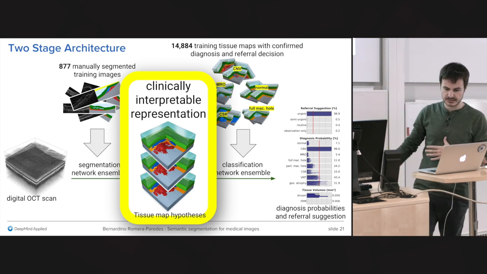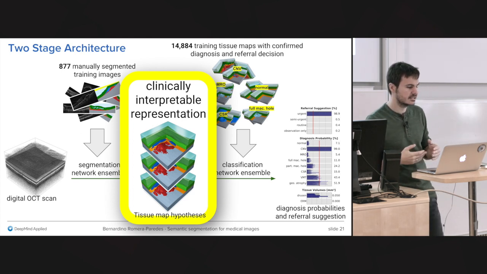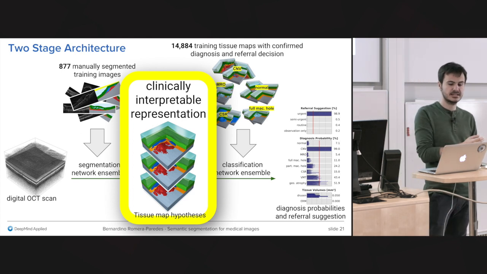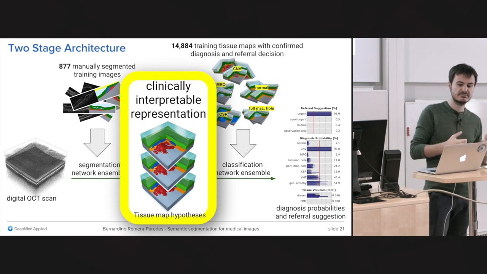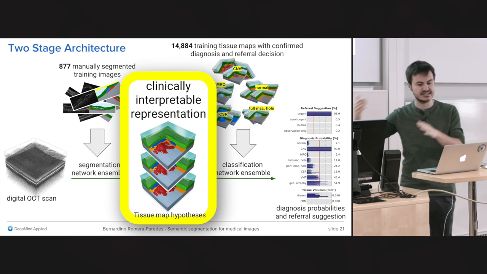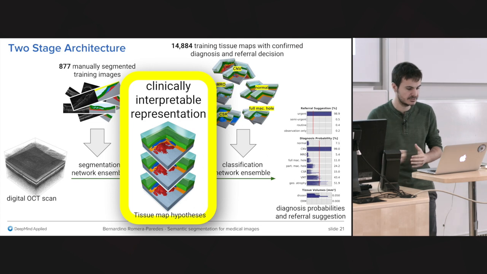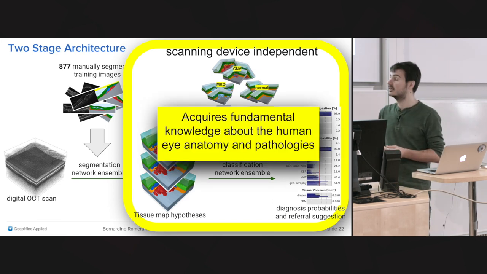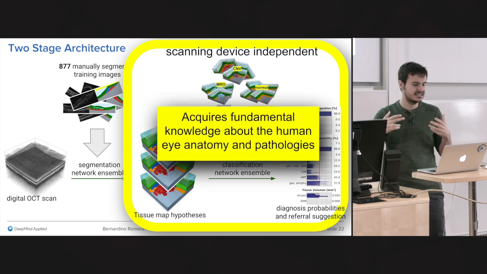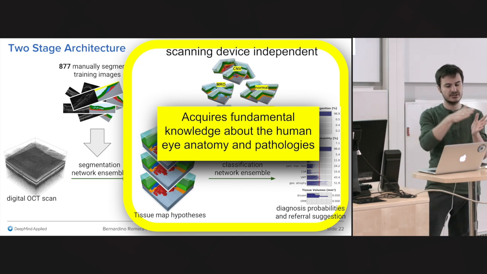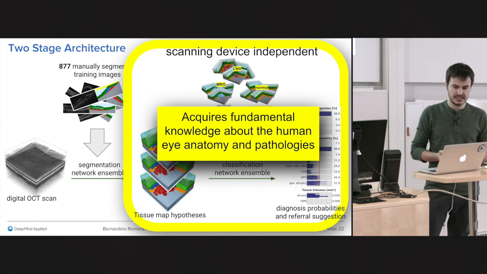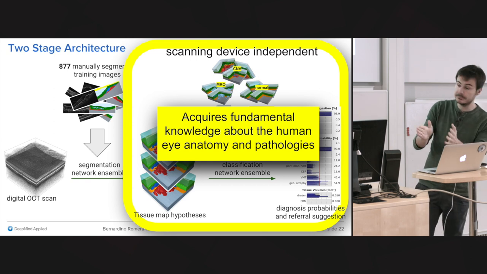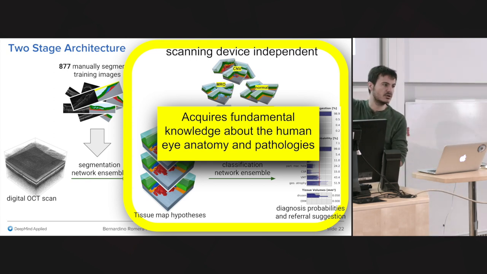Clinicians can see or have some interpretations and some knowledge about why the model decides that the input is classified as whatever. But also, the second stage, the classification model, in some sense acquires a fundamental knowledge about the human eye anatomy, because the input is totally independent of the device from which it was acquired.